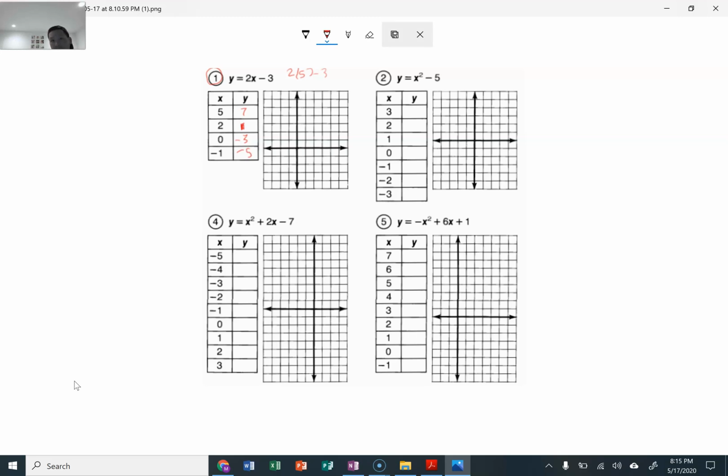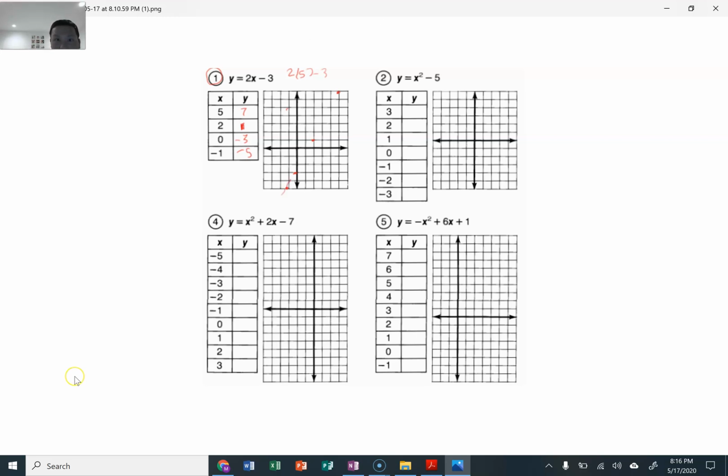Cool. And so what are we going to do? We're just going to graph these points. For the first one, I got 5, 7, so I go right 5, up 7. Then 2, 1. Then 0, -3, so 0 and then down 3. And the last one is -1, -5, so left 1, down 5. If you do it correctly, ignore that dot on the top left.